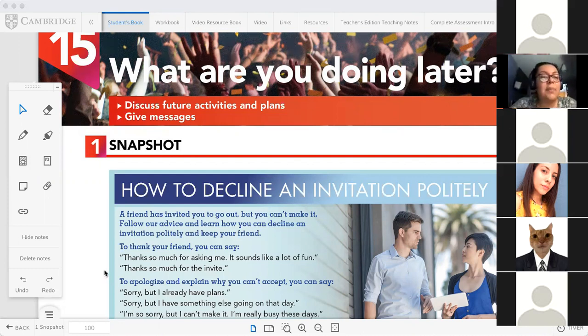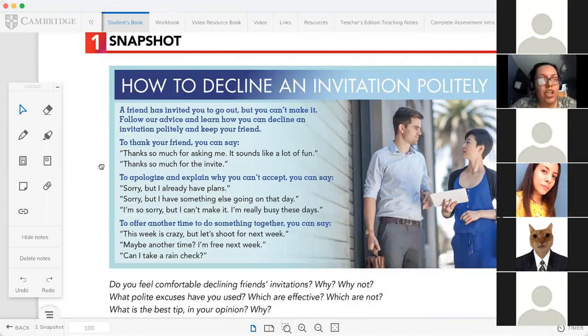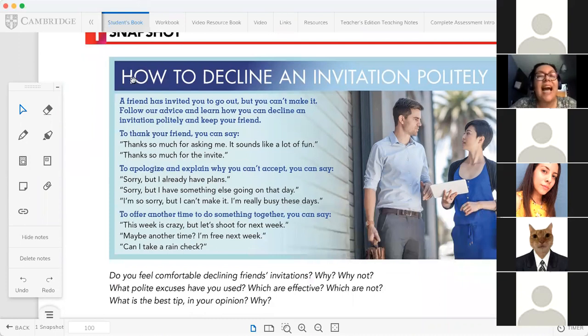All right. So let's keep going. And then over here, the unit starts with a snapshot. And here the snapshot says how to decline an invitation politely. Why? Because this unit has to do with plans for the future, but connected to invitations, all right? Making plans. So in this case, my question is, do you remember how to invite someone, how to present an invitation? How do we invite people?